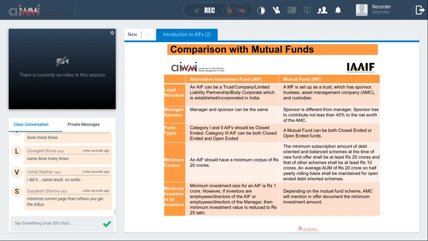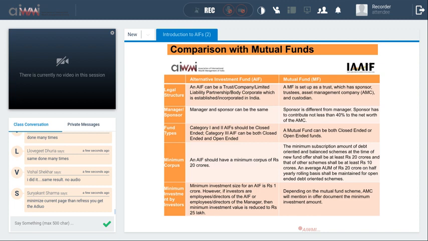Okay, so we come to slide 7. As I highlighted, one of the easiest ways to look at AIFs is to compare it with mutual funds. So, this is a brief comparison in this slide as well as in the next subsequent slide. Now, if you look at the legal structure of an AIF, it can be set up as a trust, a company, limited liability partnership, or a body corporate. Mutual funds, as you're aware, are set up as a trust, but an AIF can be set up under different legal frameworks.